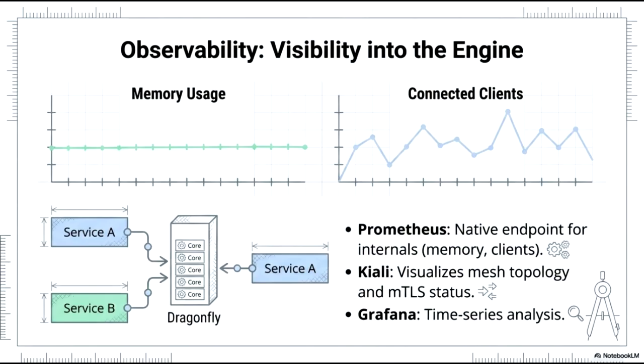To provide this deep level of insight, we leverage three primary tools. Prometheus acts as the native endpoint for internal metrics, capturing data on memory and client connections. Kiali is used to visualize the service mesh topology and monitor MTLS status, ensuring secure and transparent service communication. Finally, Grafana provides comprehensive time series analysis, allowing us to evaluate performance trends over time and make data-driven decisions.